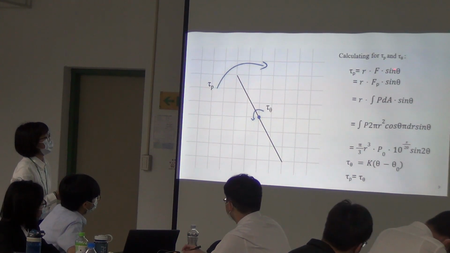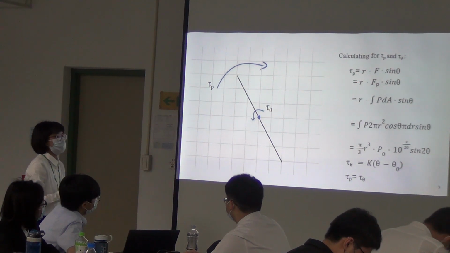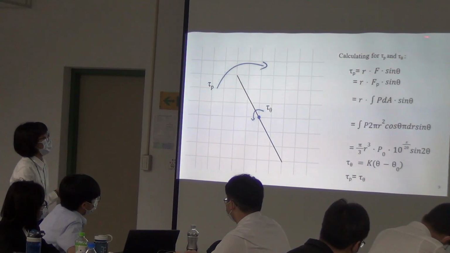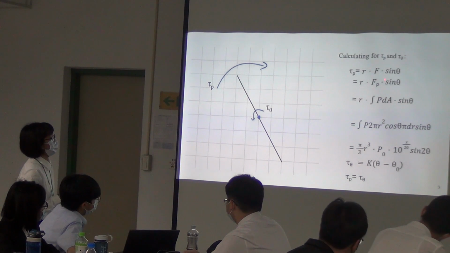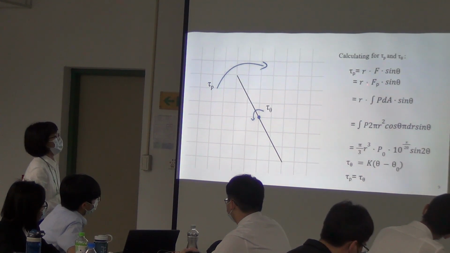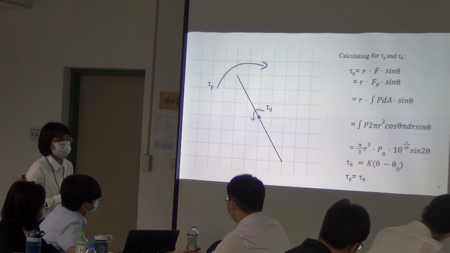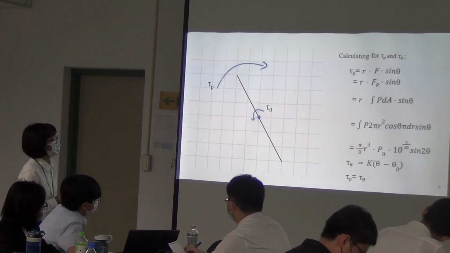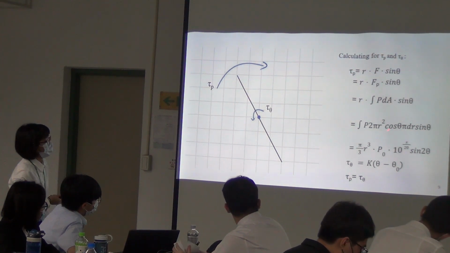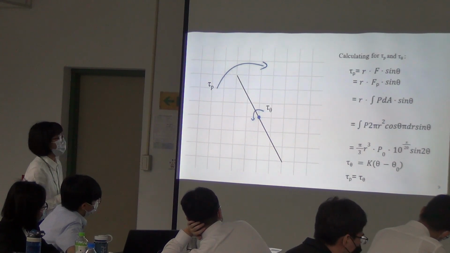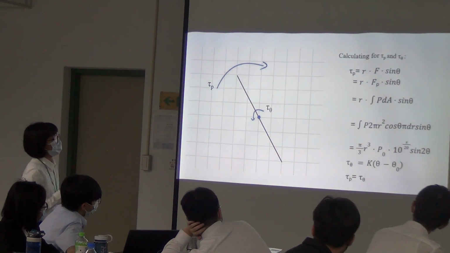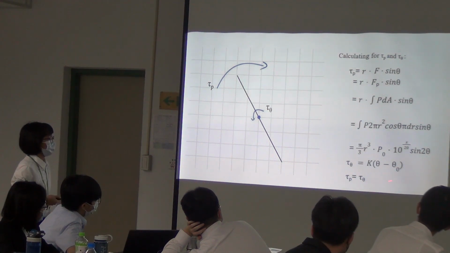So this formula is the formula for torque. Tau P equals R F sin theta, and we can change F to the pressure force. So R times F pressure times sin theta equals R times PdA sin theta, and it will turn into this. This is the calculation we did. And tau theta is K times (theta minus theta 0). So in the end, they will equal each other.